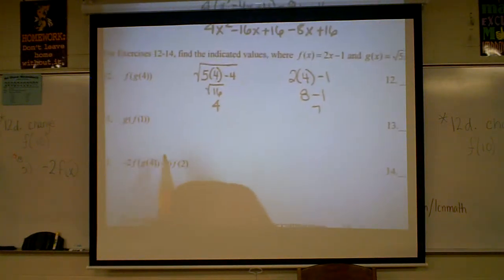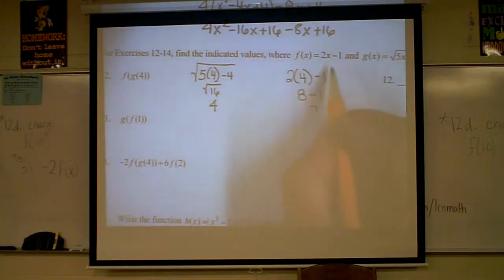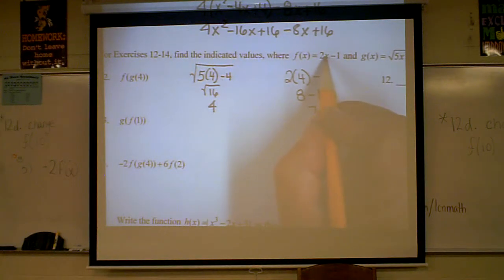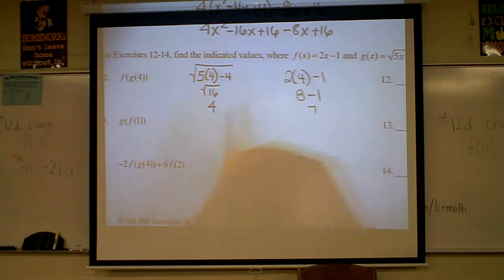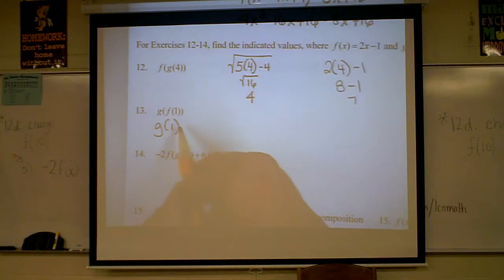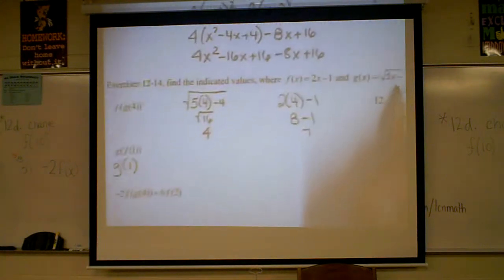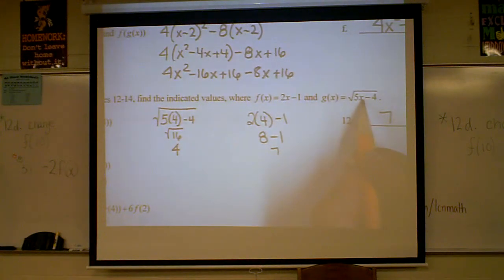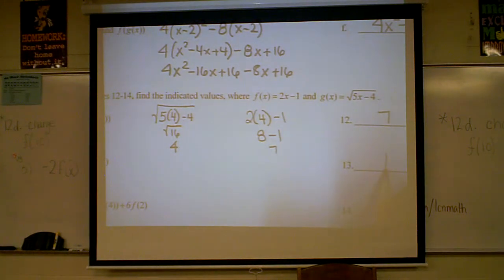For 13, you're going to plug 1 into the f function. 2 times 1 is 2. 2 minus 1 is 1. So you're going to do g of 1 now. When you plug 1 in here, 5 times 1 is 5. 5 minus 4 is 1, and the square root of 1 is 1. And we're going to stop there and continue.